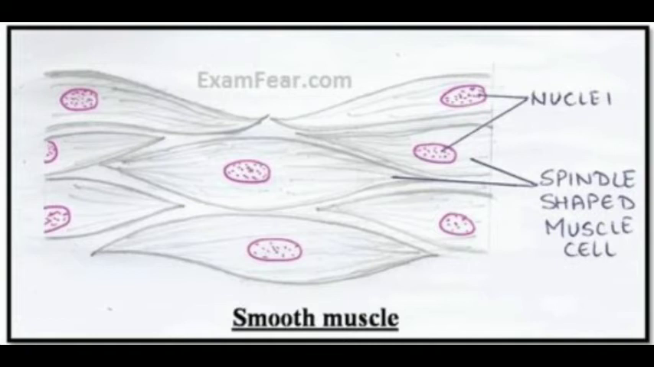See, here both the ends are pointed. So it is spindle shaped, and obviously it is unbranched. And see, the nucleus is only present in the center, and that also one nucleus. So unstriated muscles are uninucleated. No dark and light bands are present. And these muscles are present on the walls of internal organs like alimentary canal, digestive organ, urinary bladder, blood vessels, etc.